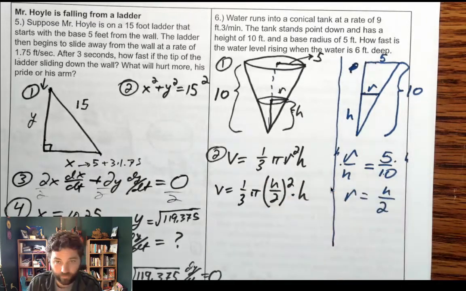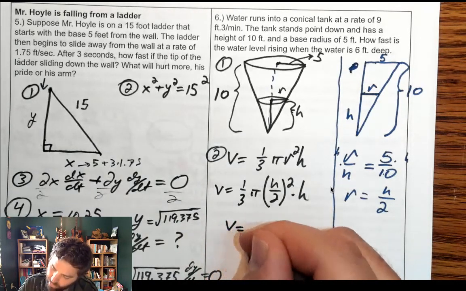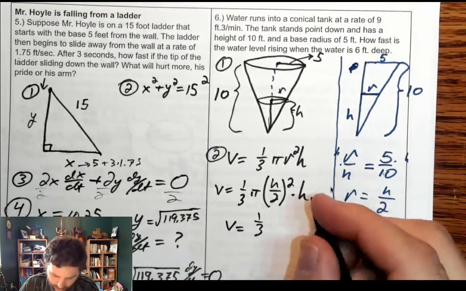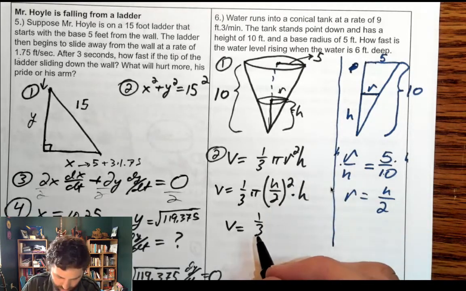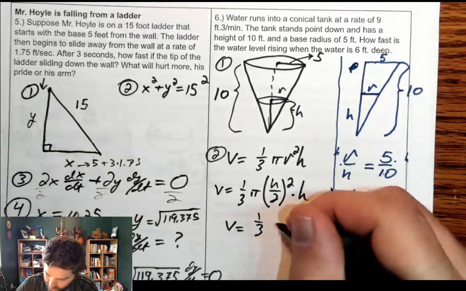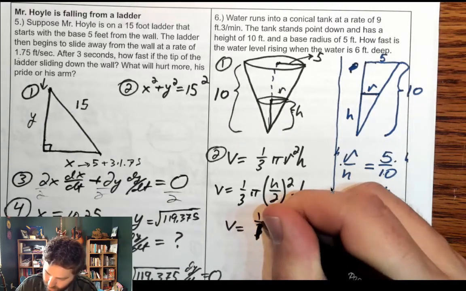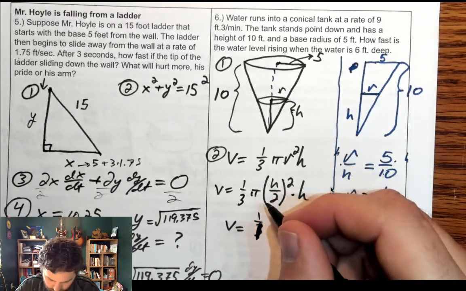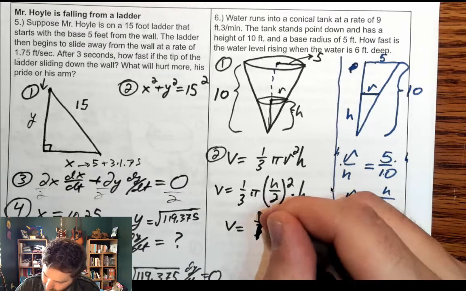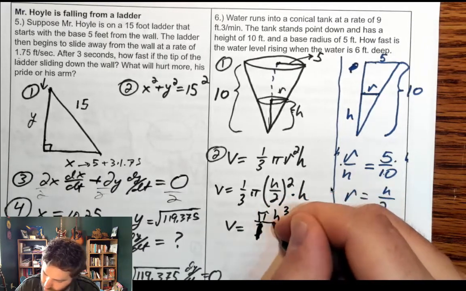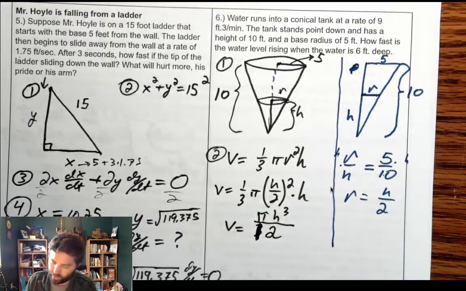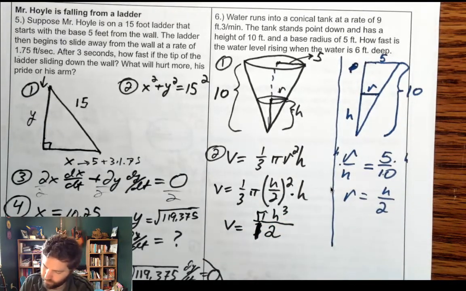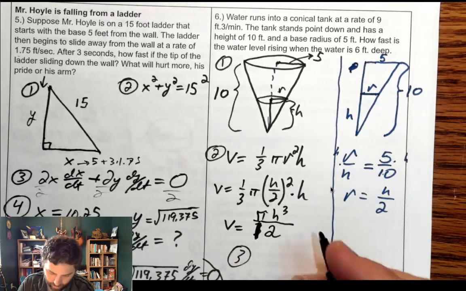When I clean this up, no, I'm sorry, that's not right. Once you clean it all up, you're going to get pi H cubed over 12. Okay, so that's much simpler. All right, then step 3, I'm going to take the derivative.